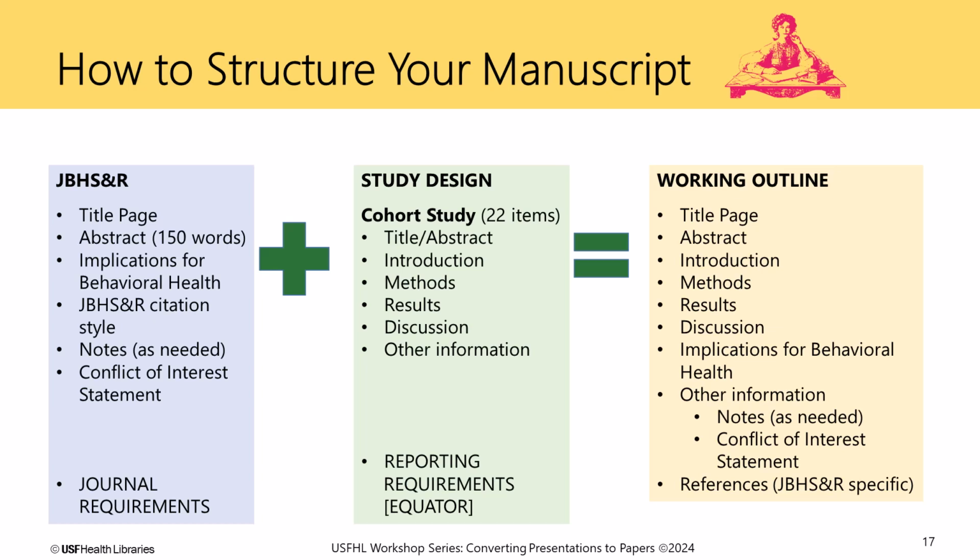So then I'm going to combine those two things together so that in my working outline for my manuscript, I have my title page, I have my abstract, I have my introduction, I have my methods, I have my discussion, I have my implications for behavioral health, because that's a requirement of JBHSR, my other information, notes as needed, conflict of interest statement, referencing what I need to have for JBHSR, and then my specific references for JBHSR that are specific to it alone.